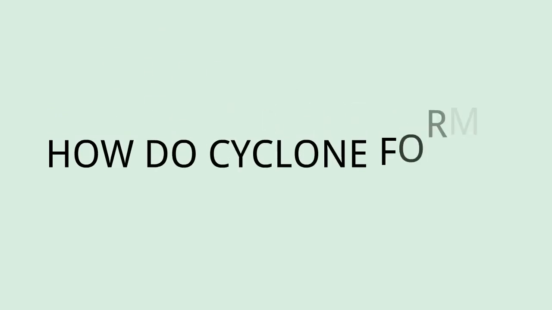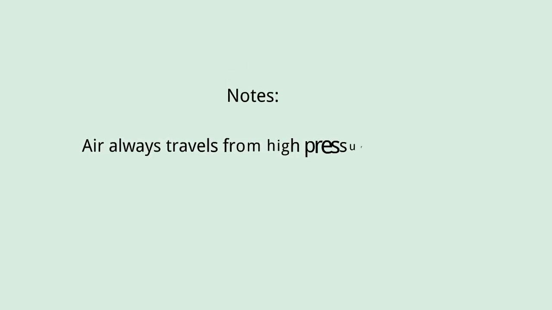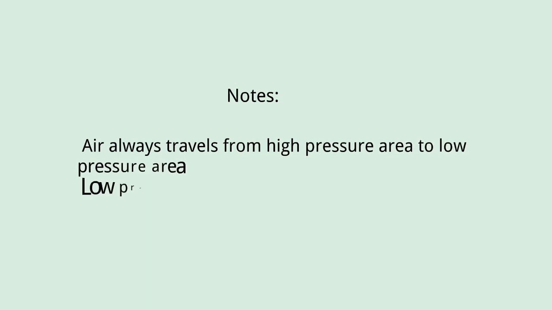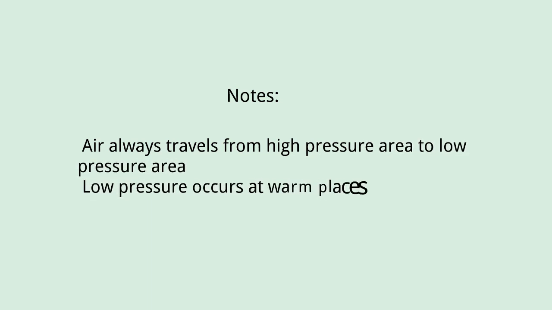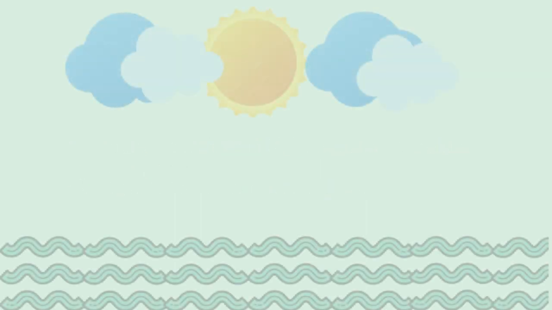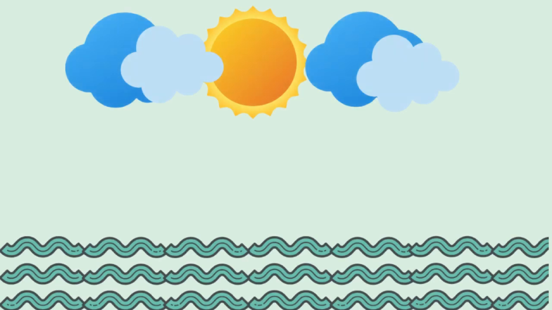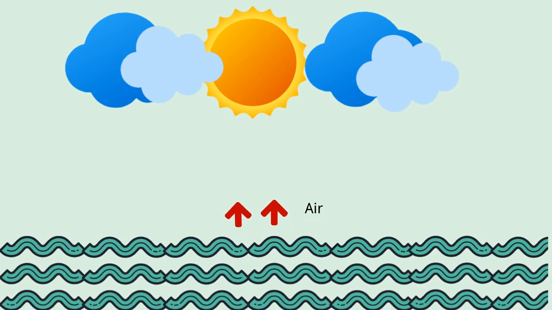How do cyclones form? Before explaining the formation of a cyclone, we need to keep two things in our mind. One is the wind always moves from high pressure area to low pressure area, and the second one is low pressure occurs at a place which is warm. When the warm, moist air over a large area of static ocean water rises upward from near the surface, then they form into a cyclone.